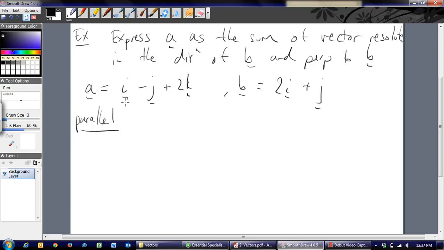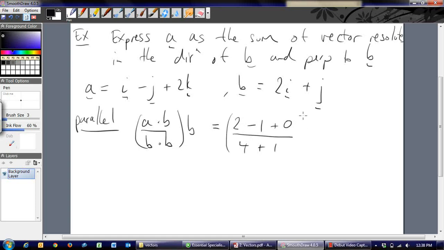Firstly, parallel. We want A in the direction of B, and the formula for that is A dot B over B dot B, all multiplied by B. So what's A dot B? 1 times 2 is 2. Negative 1 times positive 1 is negative 1. 2 times 0 is 0. What's B dot B? That's B times itself. So 2 times 2 is 4. 1 times 1 is 1, plus 0 as well because there's no K there. And the vector B, we just write down here as 2I plus J.